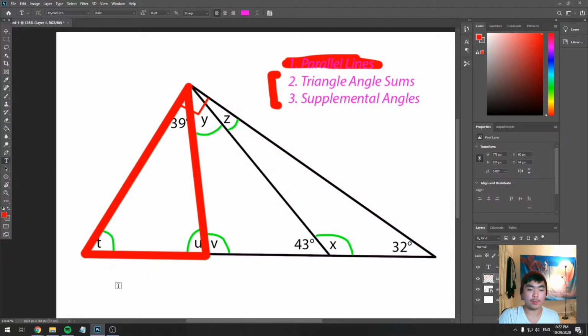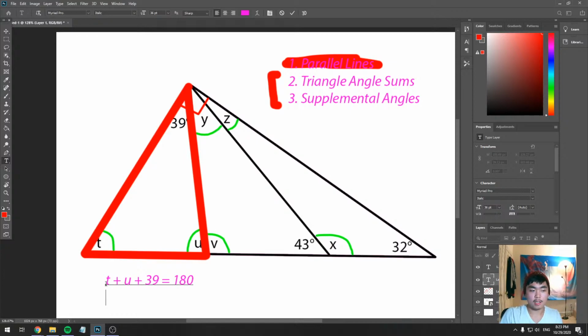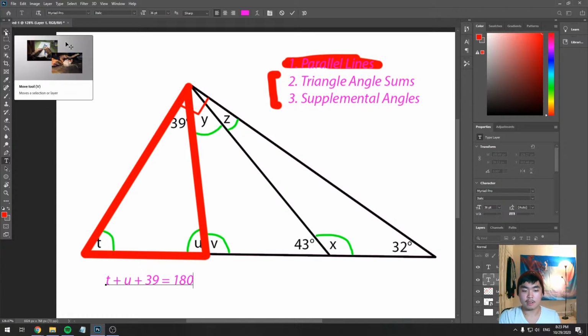Well, I could set up an equation, right? I want to say the 3 angles, so t, u, and 39, when I add them together, they're going to equal 180. But how do I solve for t, right? Because we have a problem. If I try to solve for it, I'm going to get something with a u in the answer, and I don't know what u is, so that's not going to really help me, right?